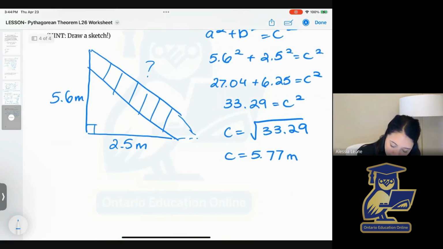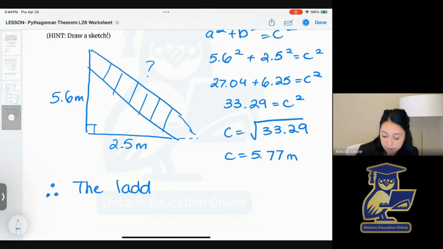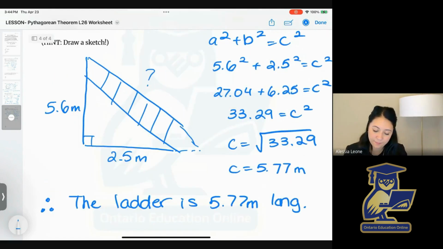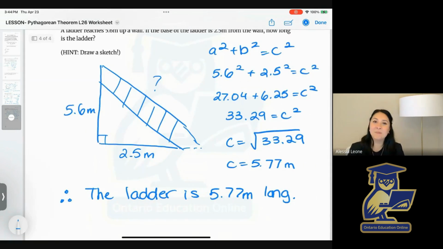So we're going to write, therefore, because we need to answer our question, the ladder is 5.77 meters long. And that is our Pythagorean theorem lesson. So good luck with the homework, and I'll see you next lesson.